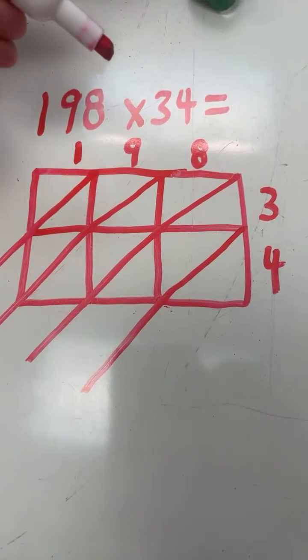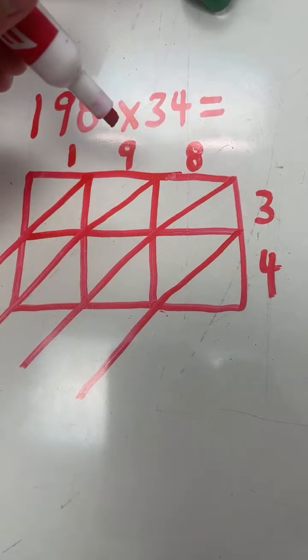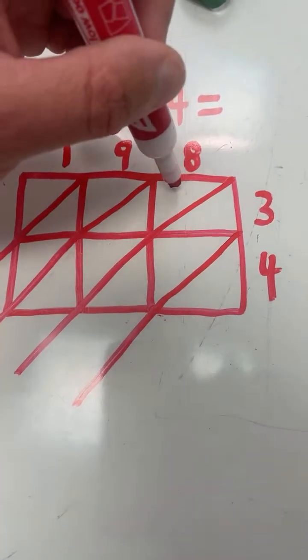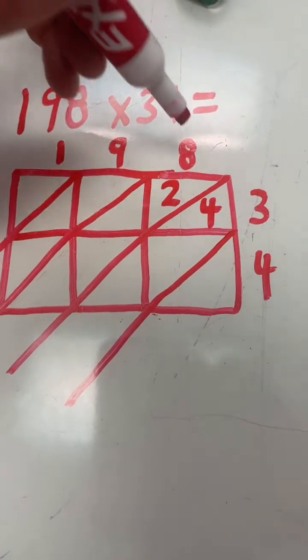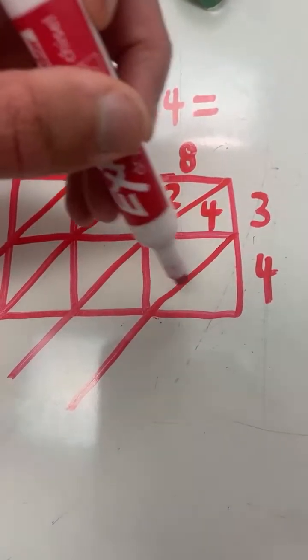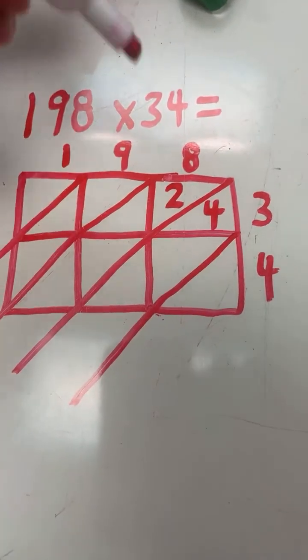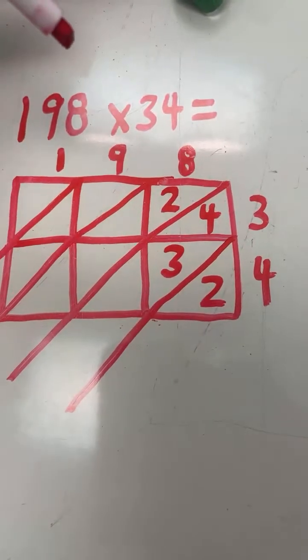8 times 3 equals 24. That answer goes in the top square here. And each digit within the answer goes in a separate triangle. So 2 in the top triangle, 4 in the bottom triangle. 8 times 4 is what we're going to multiply next. The answer to 8 times 4 is going to go in this bottom square. 8 times 4 equals 32. So 3 in the top triangle, 2 in the bottom triangle.